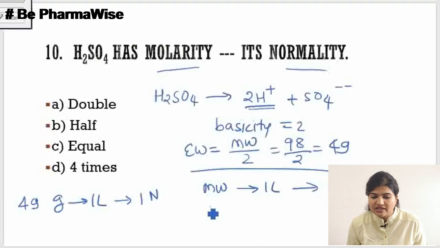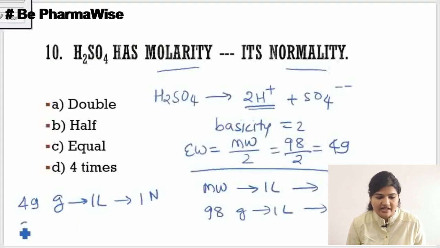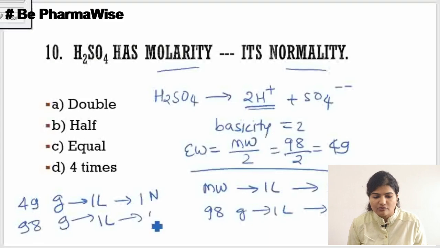So what is molecular weight? 98 grams. It is dissolved in 1 liter, so it will be a 1 molar solution. I'll write it here: 98 grams in 1 liter gives a 1 molar solution. Now you can easily make out, na? 49 grams in 1 liter is 1 normal and 98 grams in 1 liter is 1 molar.